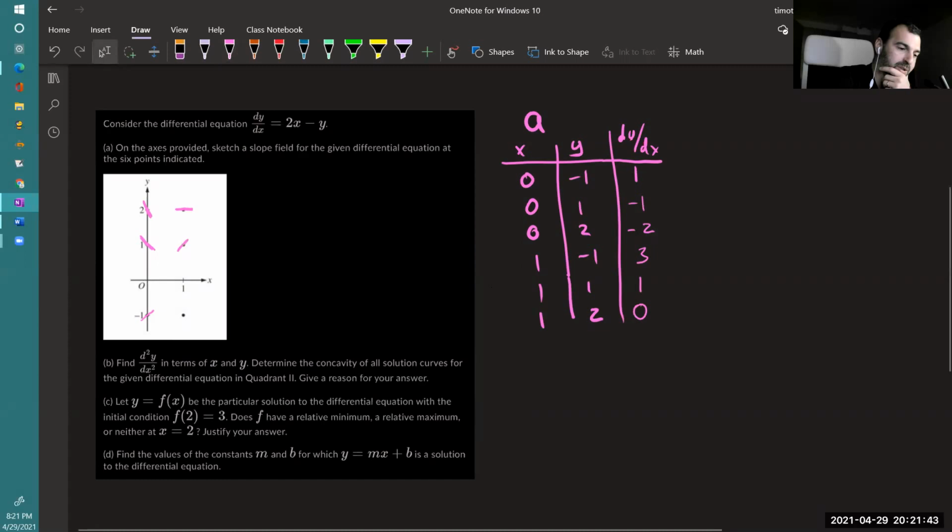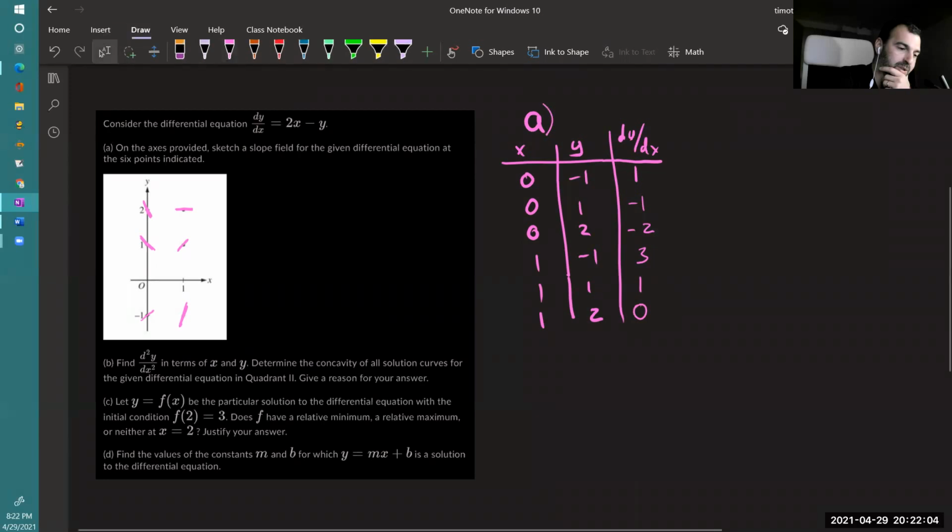And let's see, what else do we have here? 1, -1, I got a slope of 3. So it's a pretty steep slope. There it is. That one's done. All right, that's part A. Okay. Let's go with part B.